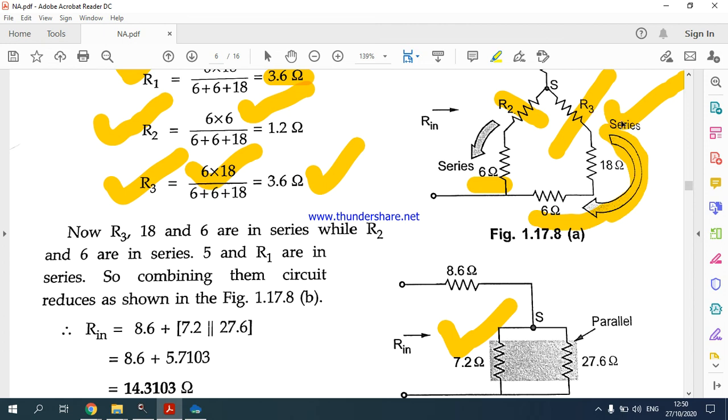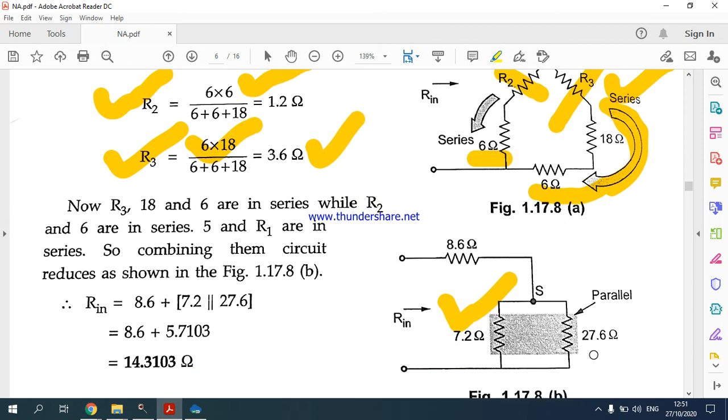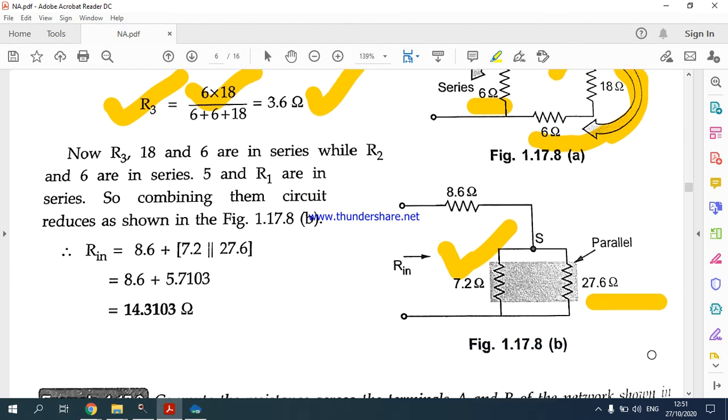Here 3 resistances are in series, right? 6 plus 18 plus this 6. R3 is 3.6. That is added with 18. What you will get? 18 plus 3.6 is 21.6, plus 6. What you will get? 27.6. Okay. Next, what is the next procedure to get simplified?